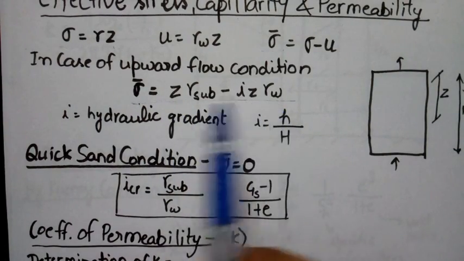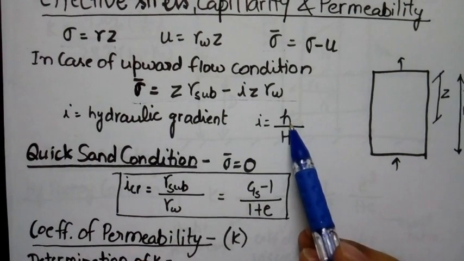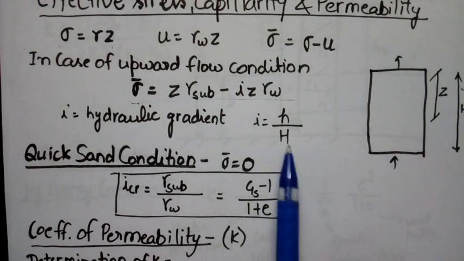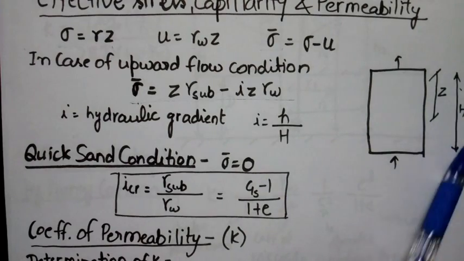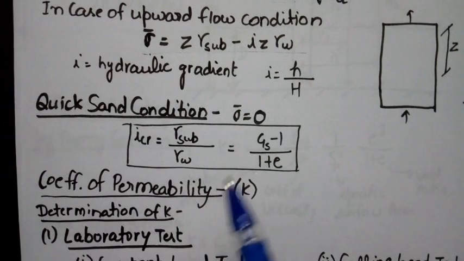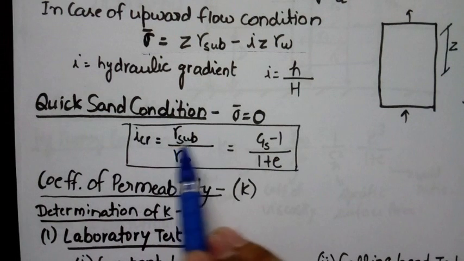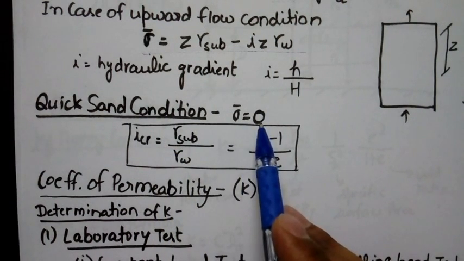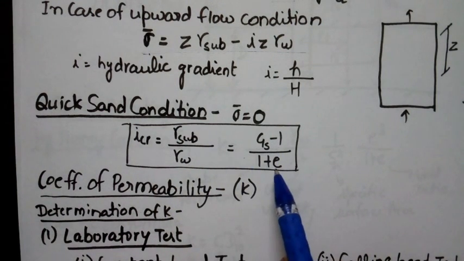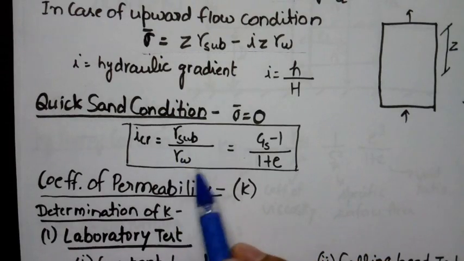in which i is the hydraulic gradient. i is the ratio of total head loss through the height H, upon H. Okay, i equals h upon H. Now, quicksand condition. Quicksand condition occurs in this soil when effective stress becomes 0. i critical is the ratio of gamma submerged upon gamma W, equal to Gs minus 1 upon 1 plus e. We come to this formula by just putting the value of gamma submerged upon gamma W.